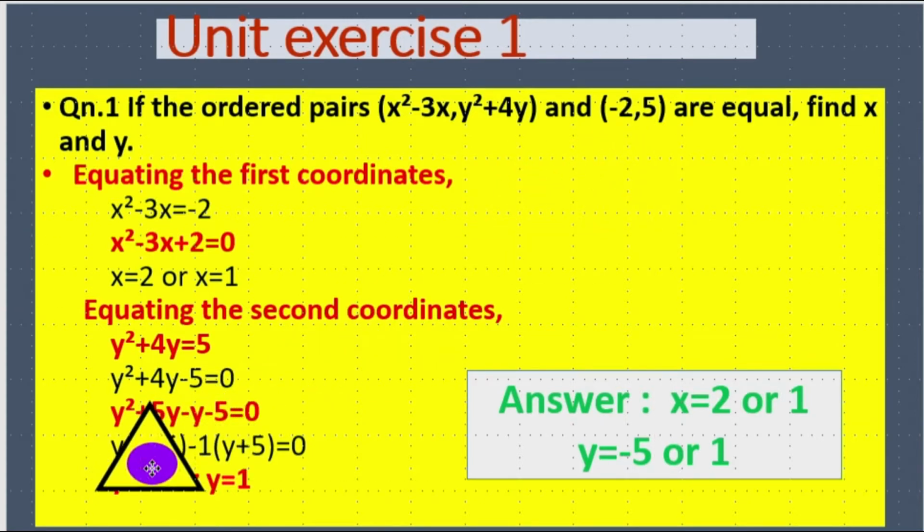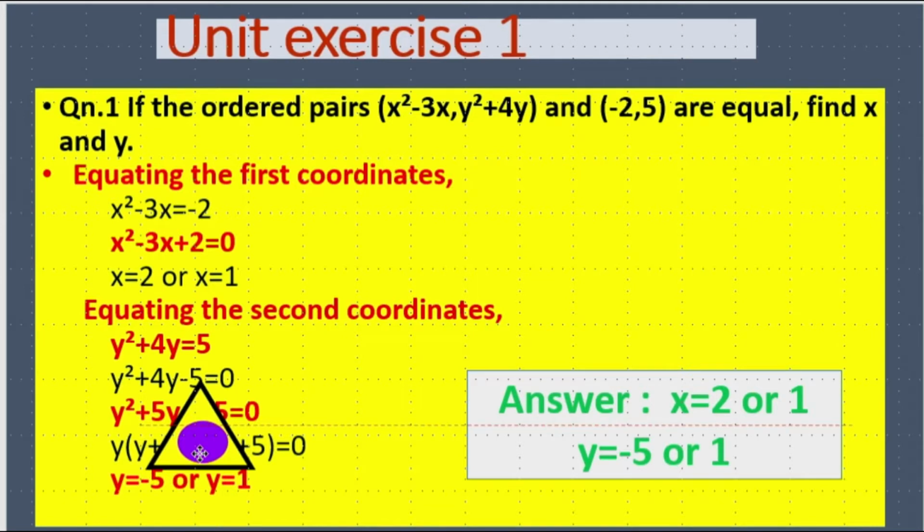Then y² + 4y − 5 = 0. y² + 5y − y − 5 = 0. Later you will learn solving quadratic equations. We need two numbers here such that their product is −5 and sum is +4. Therefore, 5 and −1 will satisfy that.